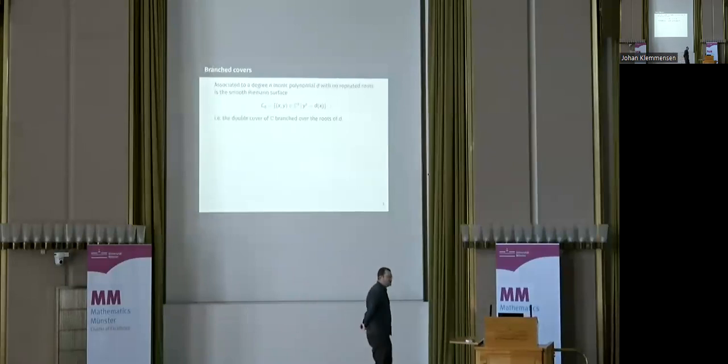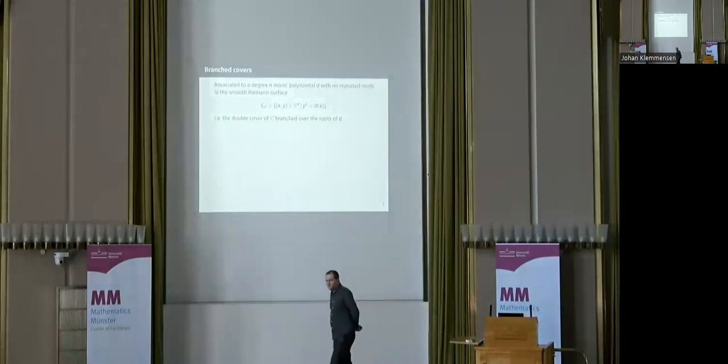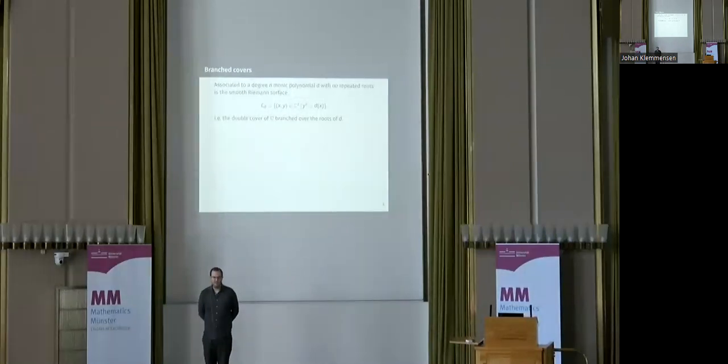So here's a construction one can do if I give you n points in the plane, or in other words, if I give you a monic polynomial of degree n, you can make the branch cover of the plane, which is branched exactly at those points. So that means you write down the following Riemann surface: you write down pairs x comma y, where y squared is d of x, and d is your polynomial that you chose to begin with.